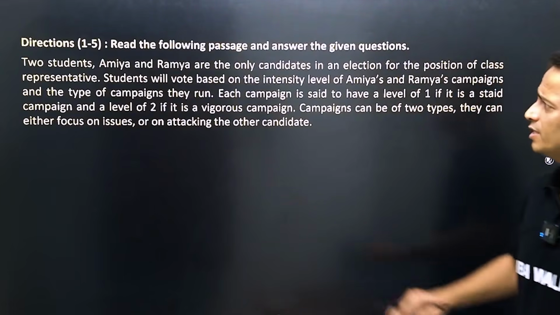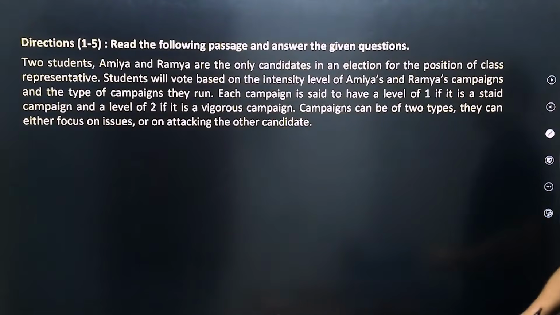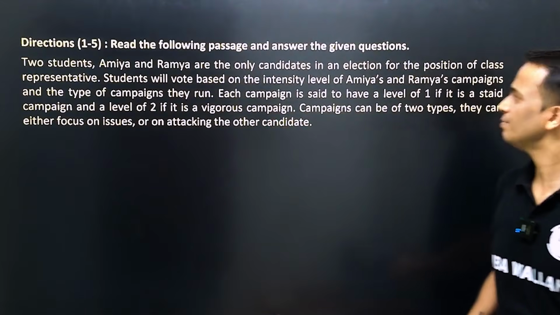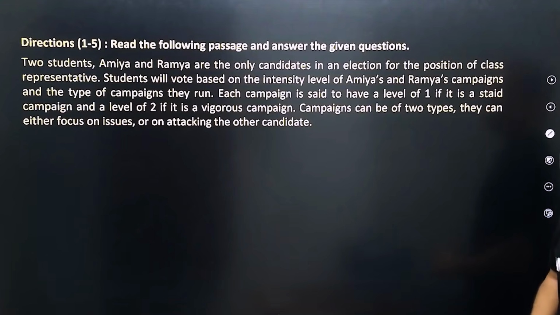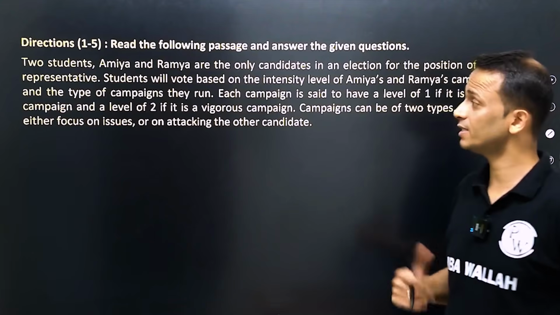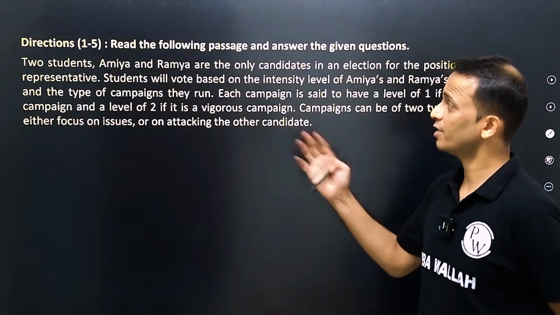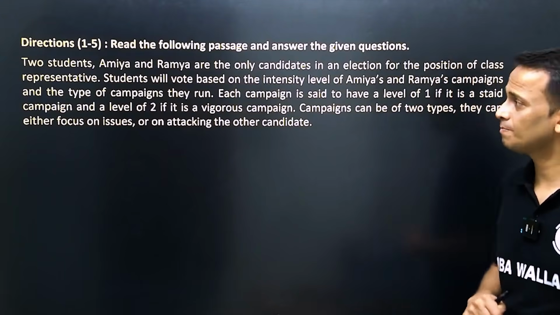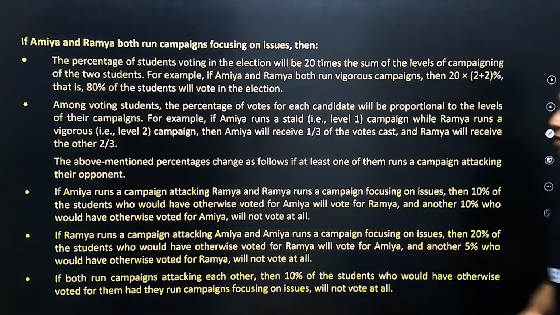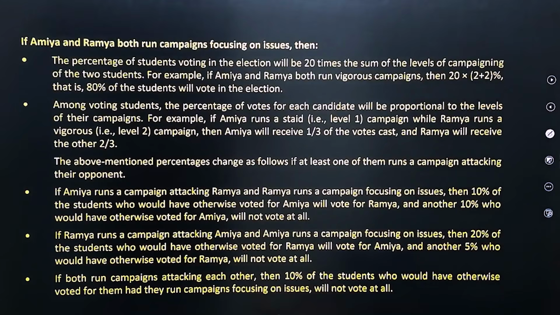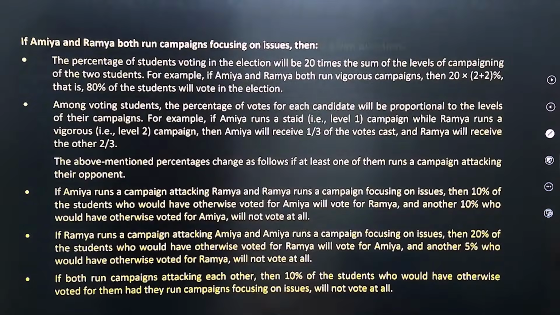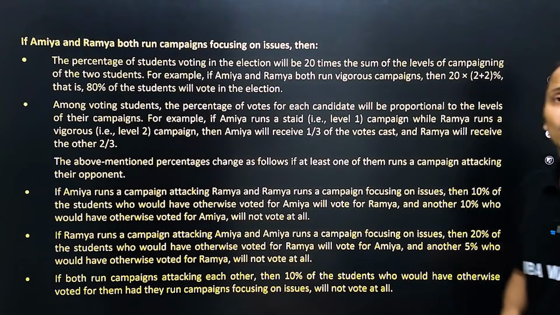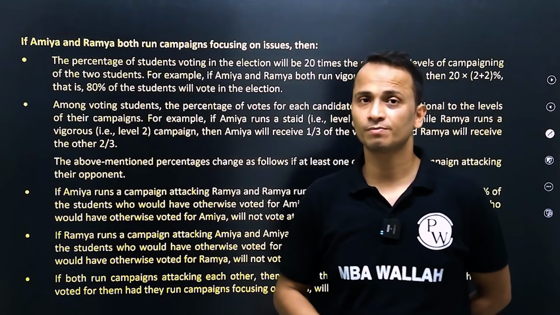So the first set, it was like this, right? Two students, Amya and Ramya, are the only candidates for the election. So this is the election set, in which there are two candidates for the election, followed by this much information, right? Now I would say that half a page and then one complete page, a lot of data is given to us, right?